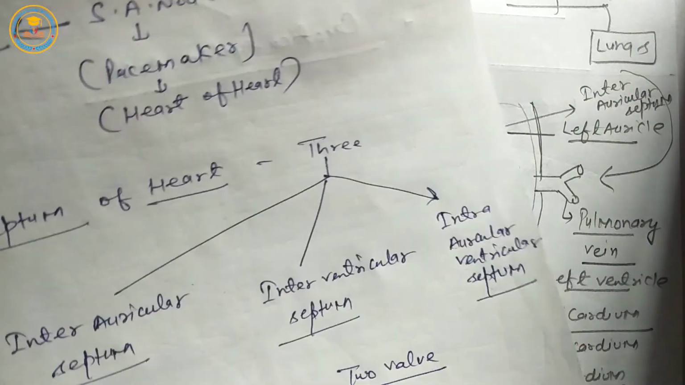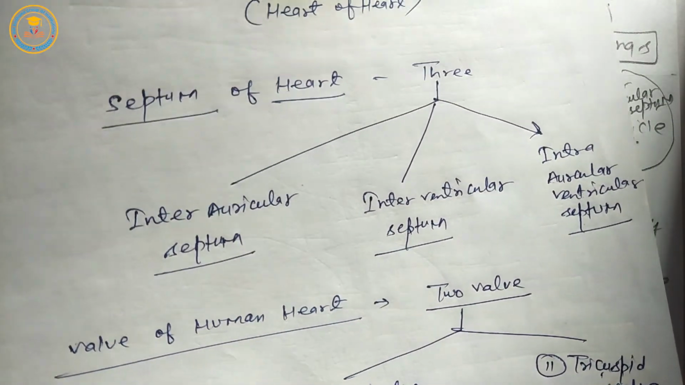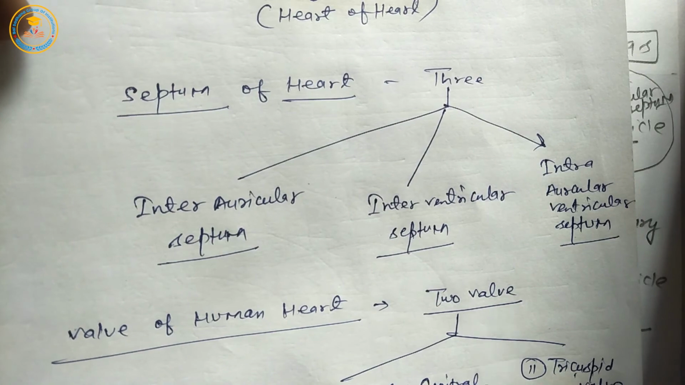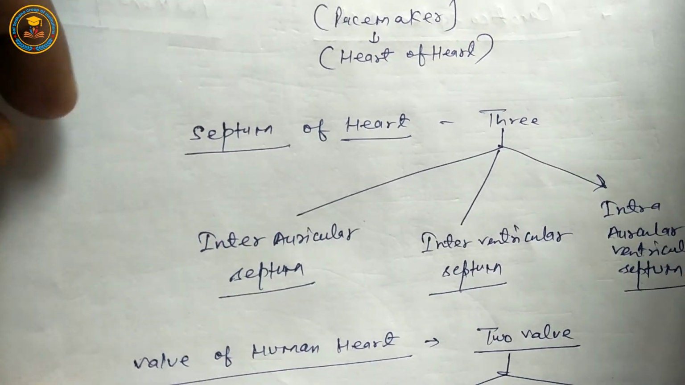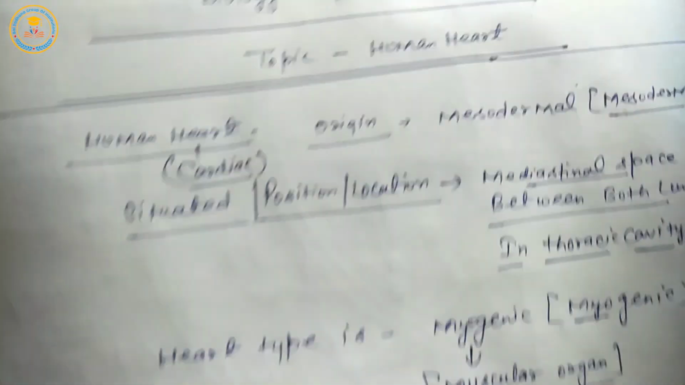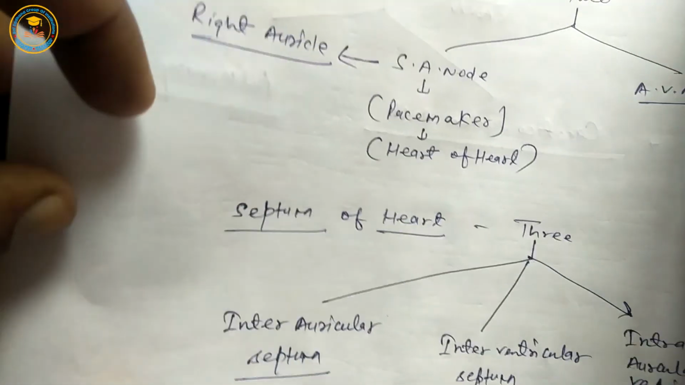So students, some other names, for example bicuspid, other name mitral valve. So the human heart structure is completed. So thanks, have a nice day.